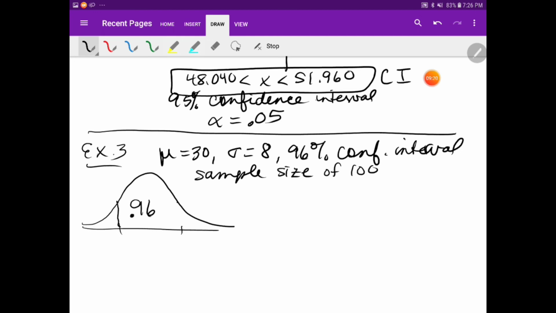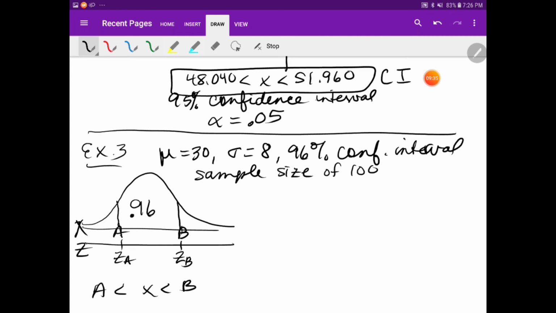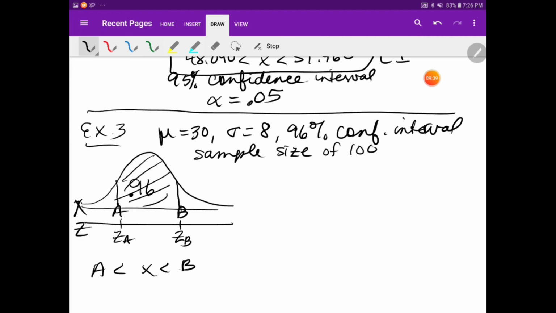Equal on both sides. This is X, this is Z, this is ZA, this is ZB. This is A, this is B. We're looking for the answer to our question to be between A and B. So the confidence interval is between A and B, so my job is to find A and B. Because I'm given the area, I have to go backwards. You might want to pause it and try it yourself, and then you could check it with my answer.